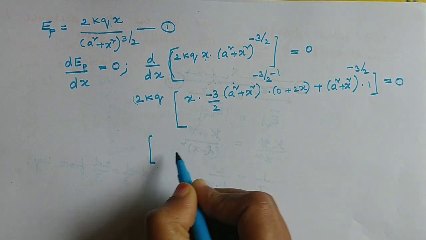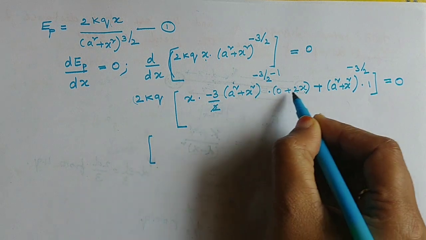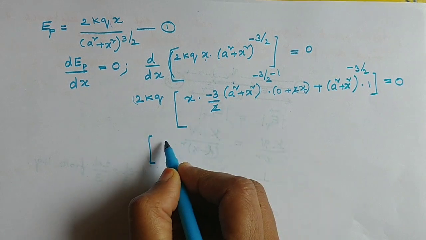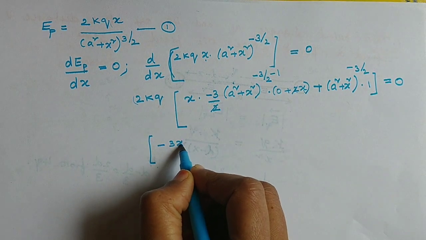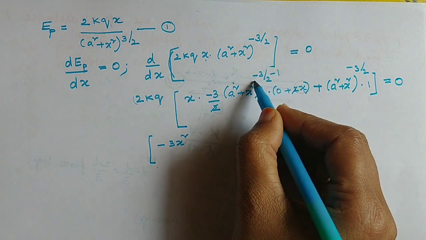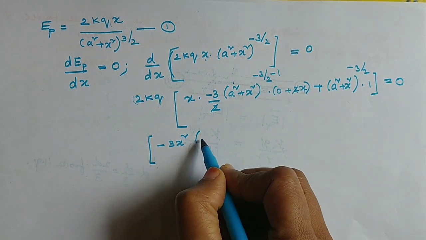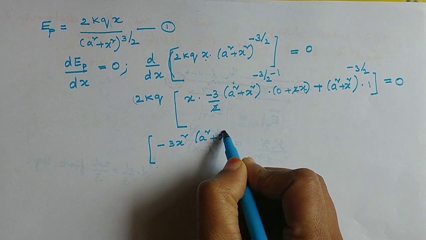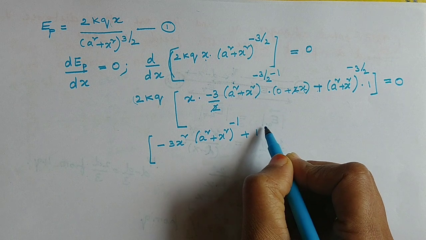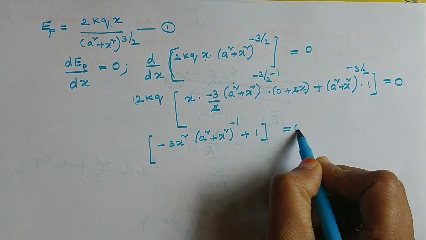We are left with 2x, and 2 will get cancelled. x into x, x square, and minus 3. So minus 3x square, out of (a square plus x square) whole power 3 by 2 minus 1, this has already gone to 0. So we still have (a square plus x square) whole to the power minus 1 in the first term plus 1 should be 0.